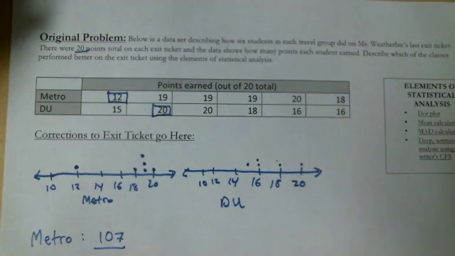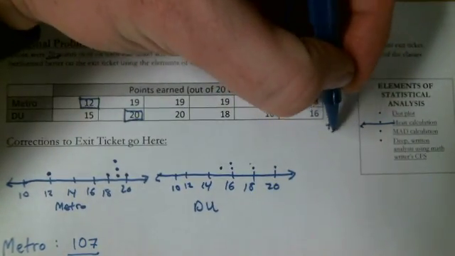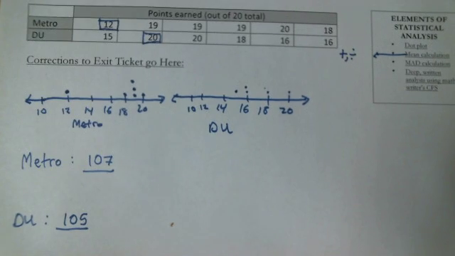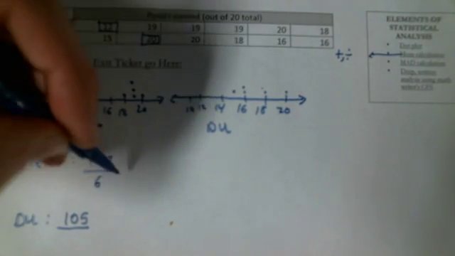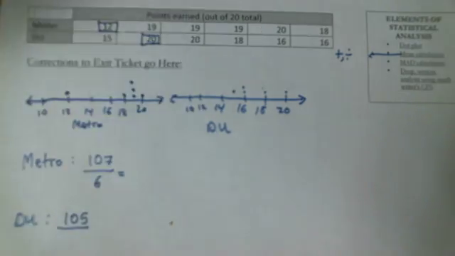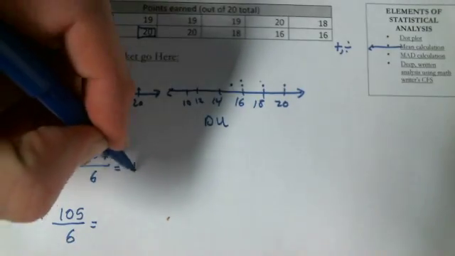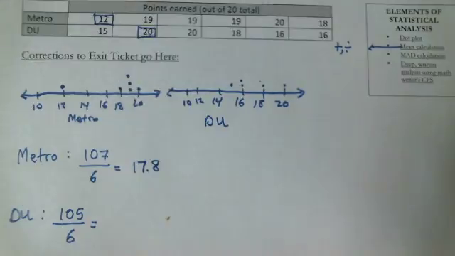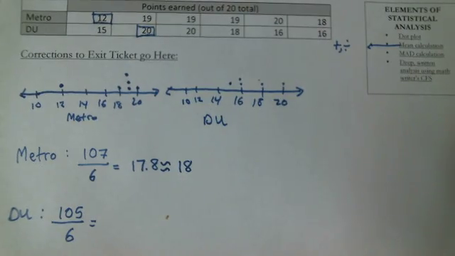So let's actually go ahead and start finding the means. Remember, for our means, the biggest thing I wanted to focus on was adding them up and then dividing by how many there were. So when I add up all of Metro's using my calculator, I end up with 107, and then there's 6 values. Or here, I have 105, and then there's 6 values. So if I do 107 divided by 6, it's going to land me at about 17.8. So I might round this to about 18. It's pretty close. So my mean's about 18.